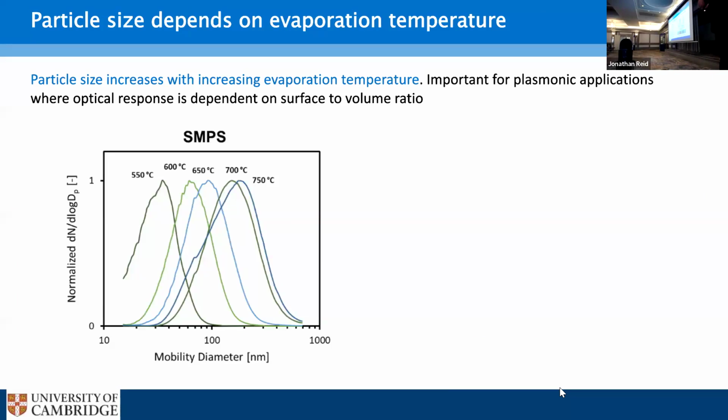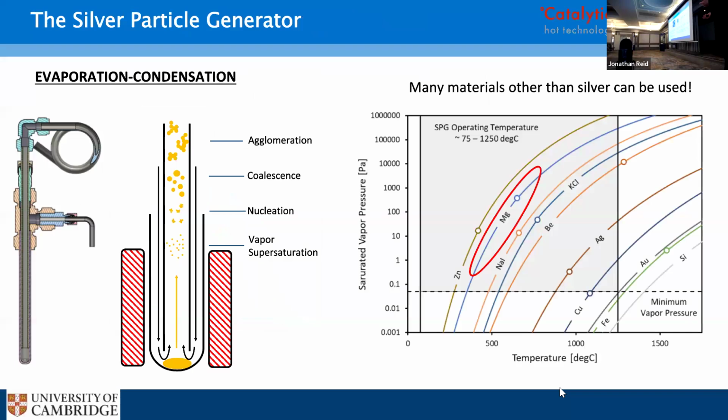So what we see is a trend that we observe with all other materials as well, that when you increase the evaporating temperature, you also increase the particle size, and that's kind of what we expect. At higher temperatures, you have higher evaporation rates. There's more mass flux coming off of the evaporating material, so you have larger particles.